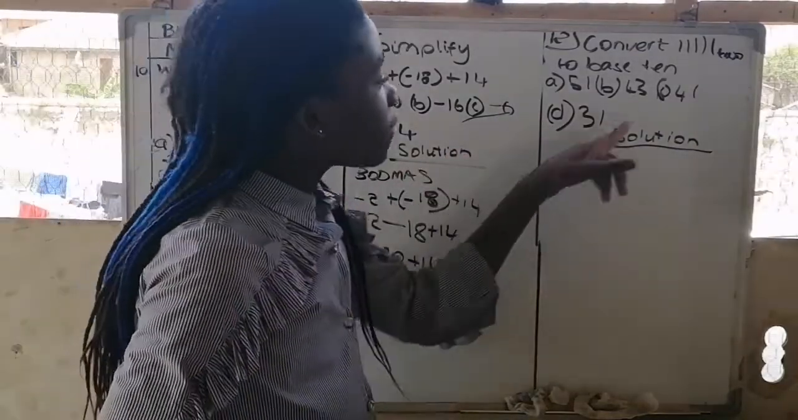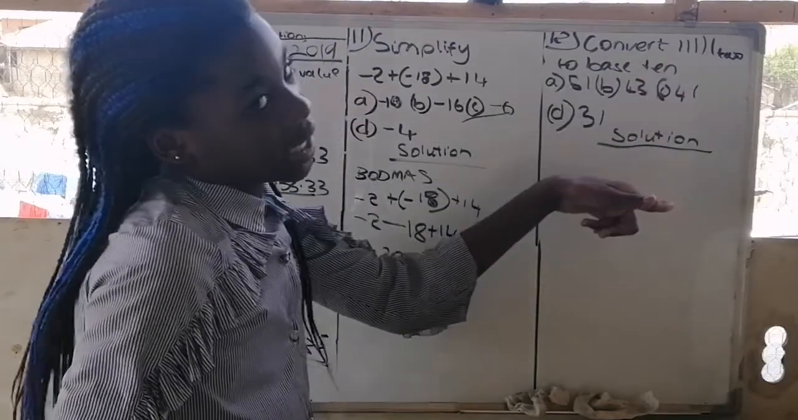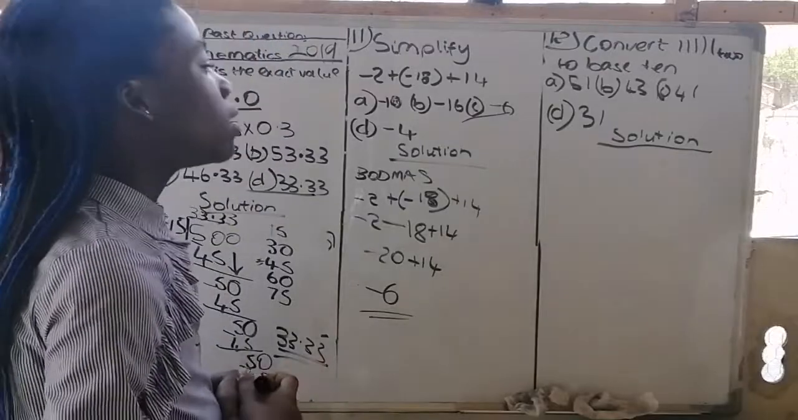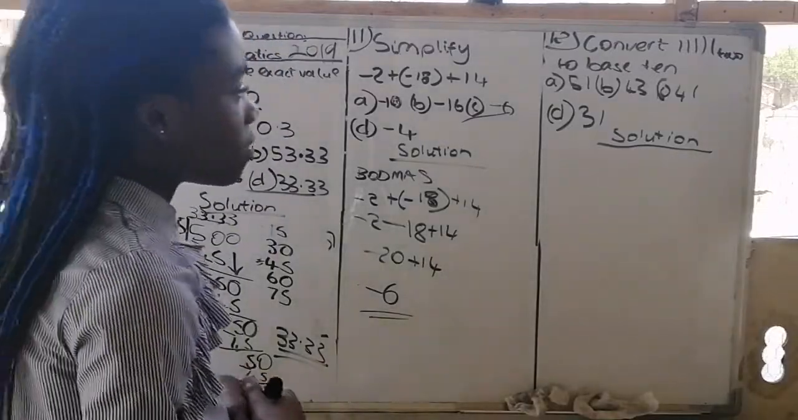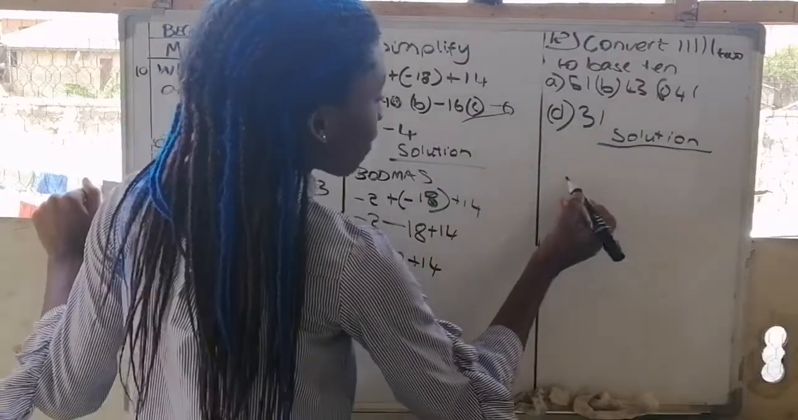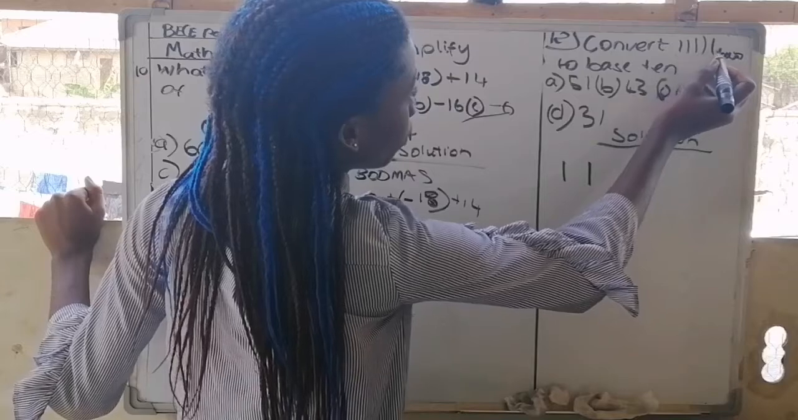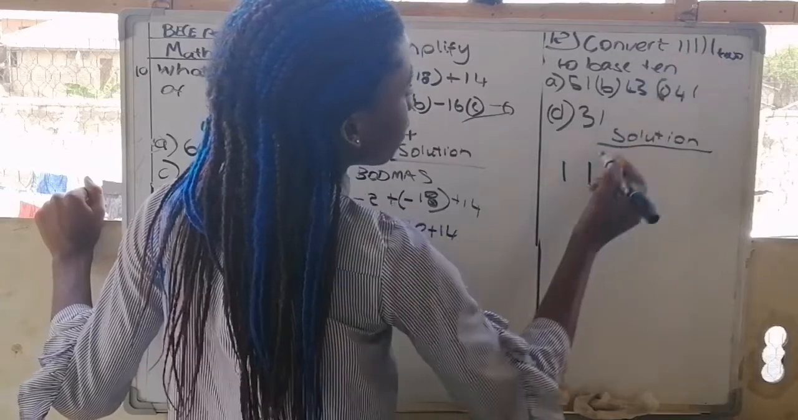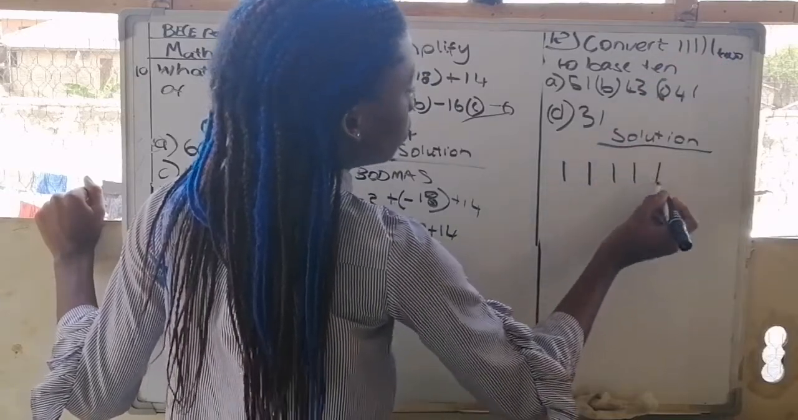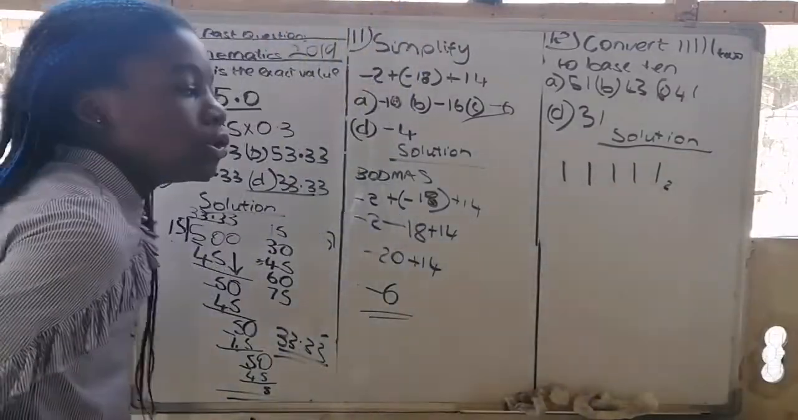So now 12, convert 11111 base 2 to base 10. Okay, so let's solve this. How to convert numbers in base 2 to base 10. First of all, let's write out the number 11111. 1, 2, 3, 4, 5. Okay, base 2.